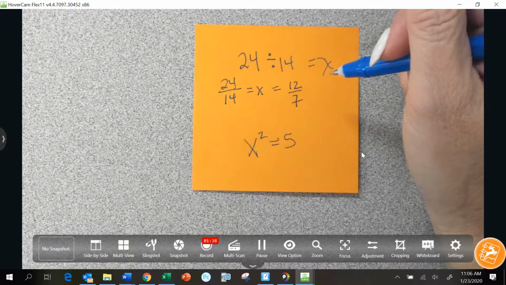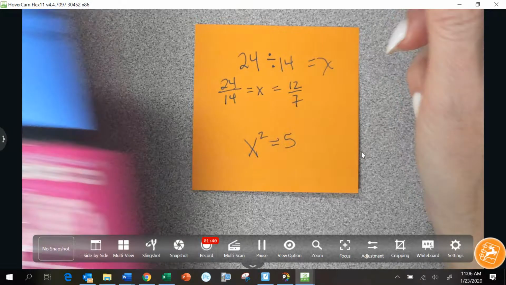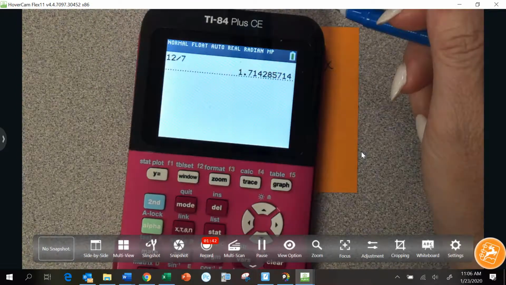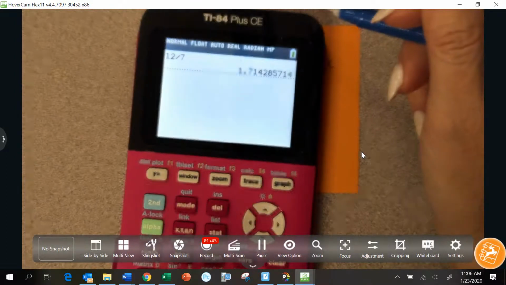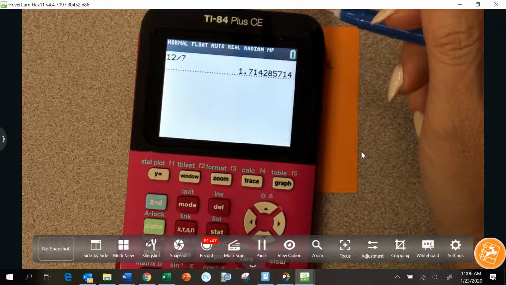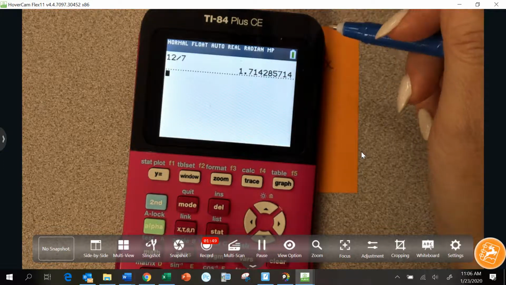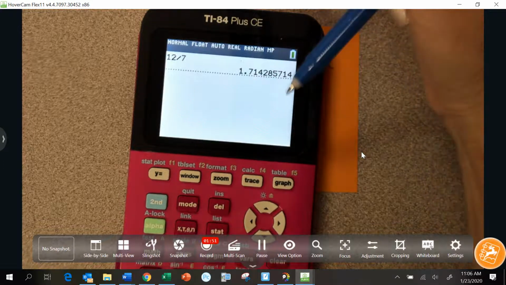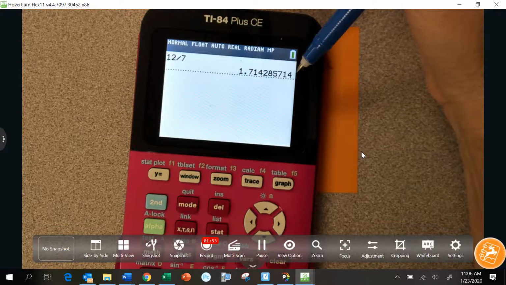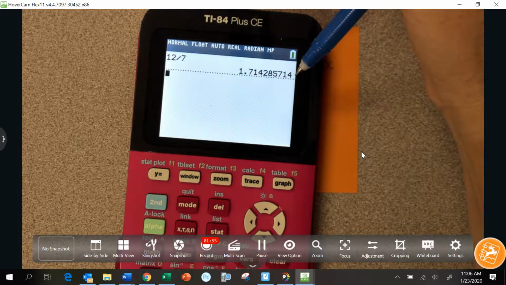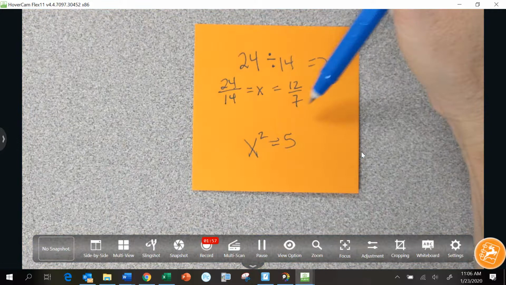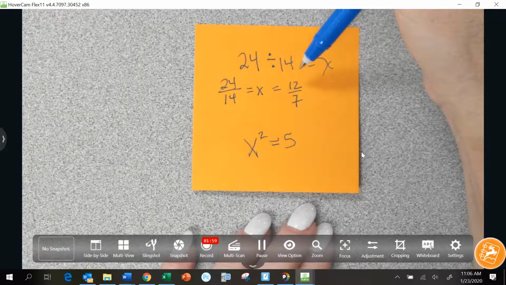What's exact solution mean? What, Cindy? Exact solution means you cannot round it. So if I were going to write the decimal, that would be a rounded number. So the fraction is the exact solution, because I did not round that.